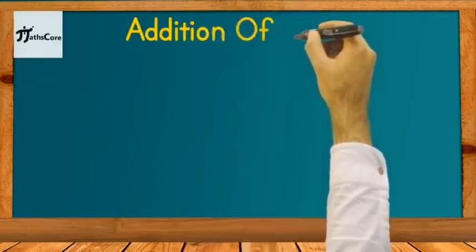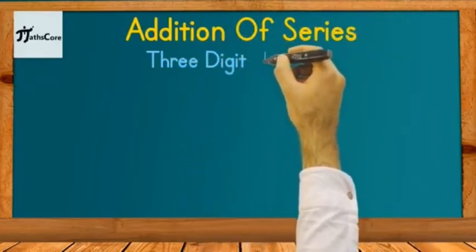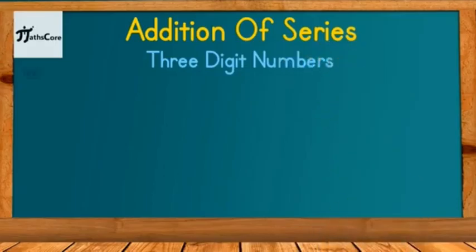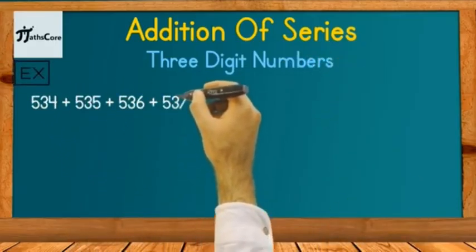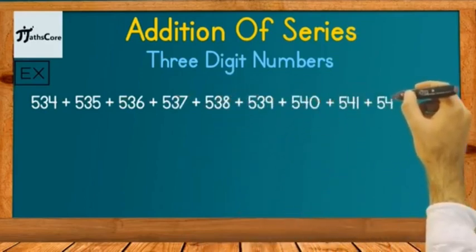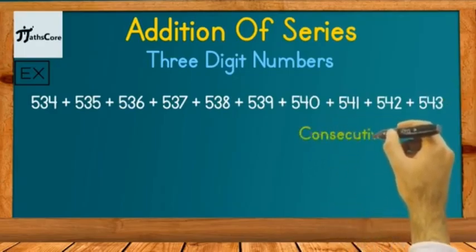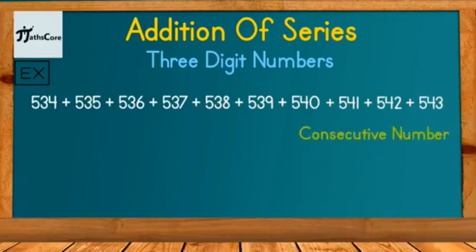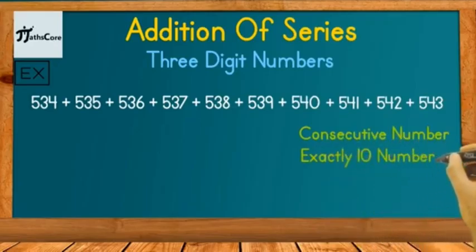Let's solve one more example on addition of series. Here we have taken an example of 3-digit numbers. Example is 534 plus 535 plus 536 plus up to 543. If you observe this series, then you can understand all numbers are consecutive numbers and exactly 10 numbers are given in this series. So this series also satisfies the Vedic math conditions. So we can apply the Vedic math technique here.